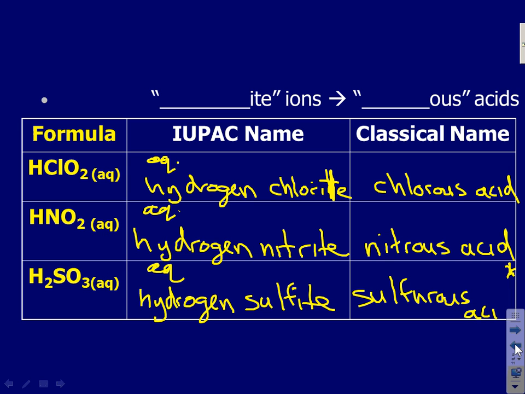Take a look on the back of your charts. Are there any other ites that we didn't use? Any other that end in ite? Shay, did you find one? What was that? Hypochlorite. And so if we added H's to that and we turned it into the acid, what would it be? Hypochlorous acid. So we could also have it for that one. And I think that's the only other one that we haven't covered. Excellent, good.